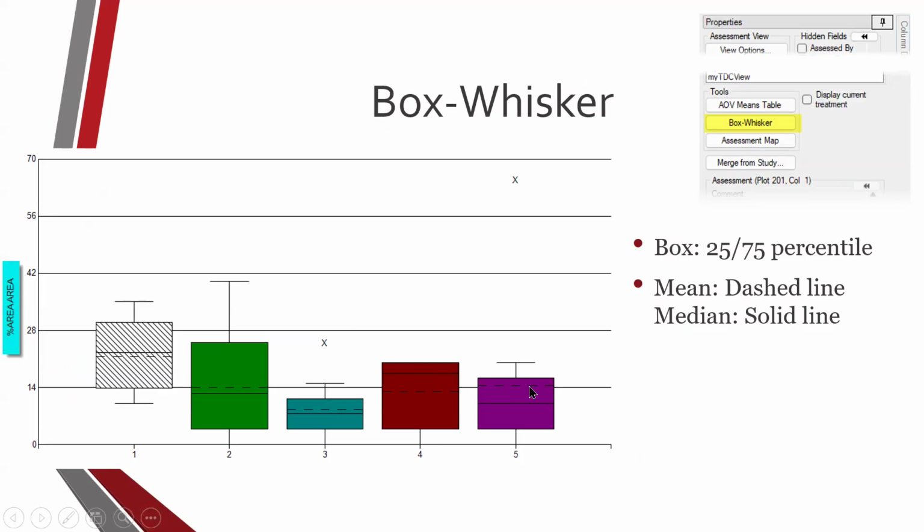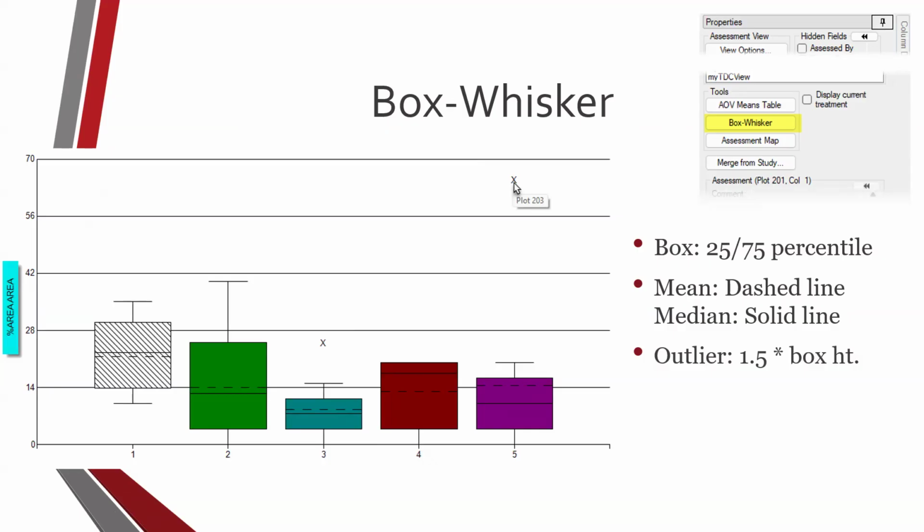And it's kind of the opposite for treatment 5. And you can see there's an X up here that shows that there's a really large value that's pulling up the mean in treatment 5. And that X is an outlier. So outliers are calculated if you take the height of the box times 1.5, then if a value is farther away than that quantity, you end up with an outlier. So if you hover your mouse over that X in my screenshot here, ARM will actually tell you what plot number that is.